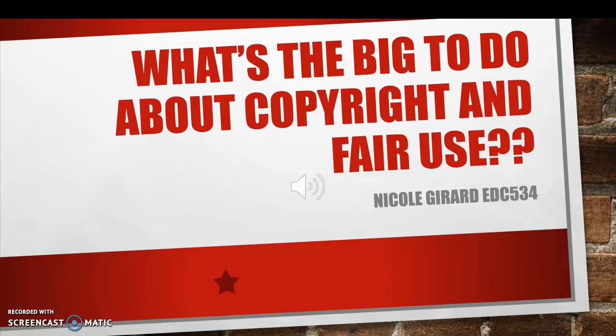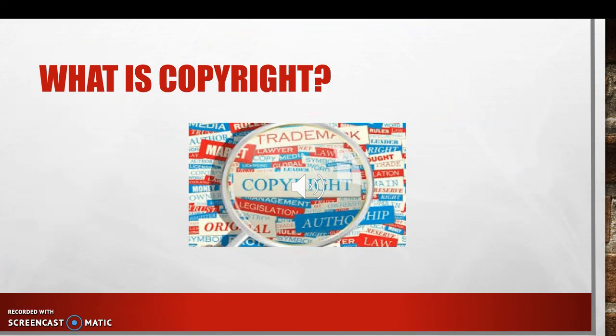Here's a little preview. According to Hobbes, copyright is the owner's legal right to reproduce, display, transmit, or modify work they have created. Copyright law protects the interests of the individual creators, the publishers or distributors of creative works, and the users or consumers of these works.